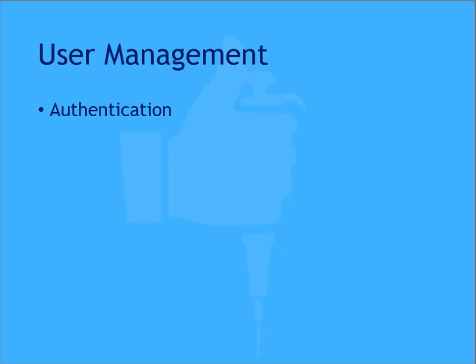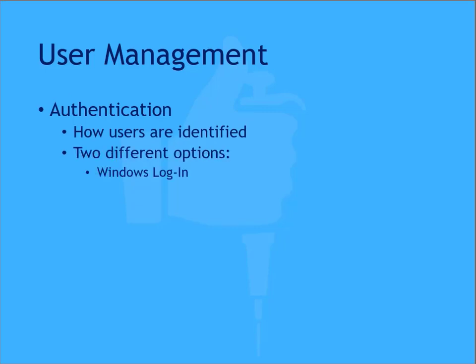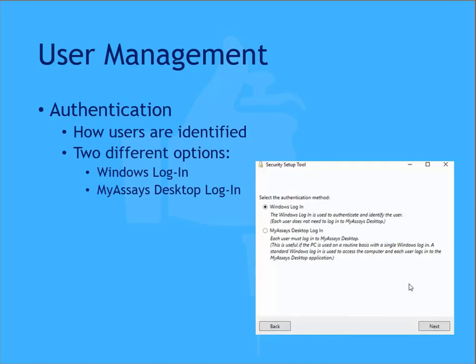The first topic we'll discuss is user management. There are three main ways the Enhanced Security Edition allows for user management: authentication, authorization, and user administration. Authentication is the process through which a user is identified. There are two key methods: Windows Login and MyAssays Desktop Login.